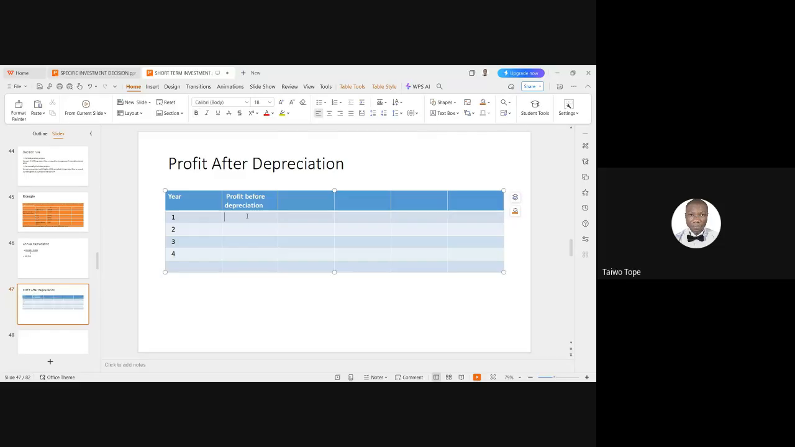The profit before depreciation for year one, you have what? 18,000. For year two, you have what? 25,000. For year three, you have what? That's 8,000. For year four, you have what? 45,000. Now your depreciation value is what?